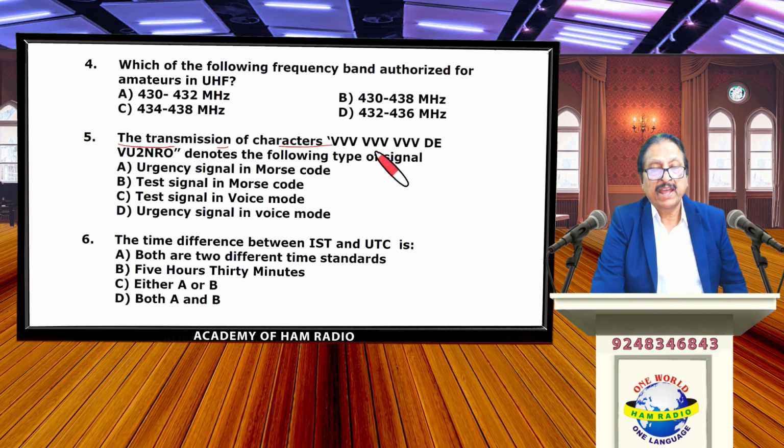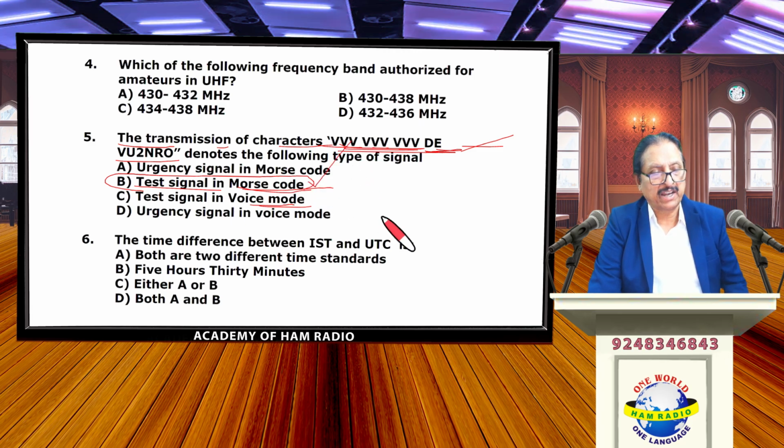The transmission of characters VVV, VVV, VVV, DE, VU2, NRO. This type of signal is a testing signal. Testing signal in Morse code. Yes, testing signal in Morse code. VVV, a series of V's. So, it is also a testing signal, but this is in voice mode. That means the numbers have to be pronounced in figure code. So here Morse code is correct. Bravo is the right option.